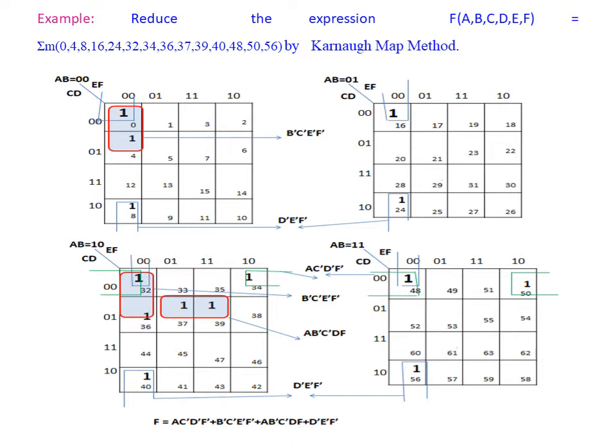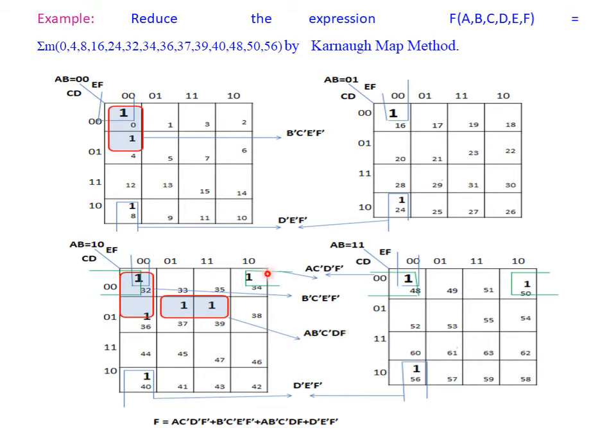For this example, first we place the ones in the corresponding cells. Now we are checking the adjacency. Only the blue color grouping is common in all these maps, so the AB term is eliminated in this grouping. So the answer is D bar, E bar, F bar. The red color grouping is present only in this cell, in this map with AB equal to 1, 0. So we write A, B bar, C bar, D, E, F.